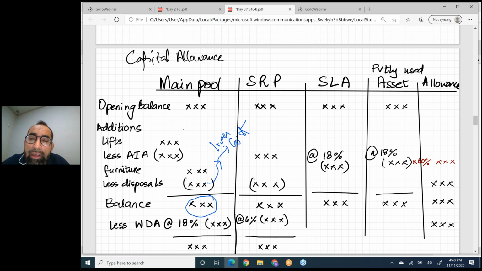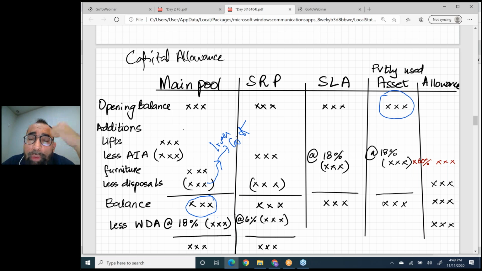Depool means they will be written in a totally separate column. Now the question is, sir, what if we have two or three privately used assets? Sometimes you can see in your exam kit that car 1, car 2, car 3 are three privately used assets. So you have to make three separate columns for car 1, car 2, and car 3. This is a must, okay? Don't combine them. Privately used assets are always depooled separately.